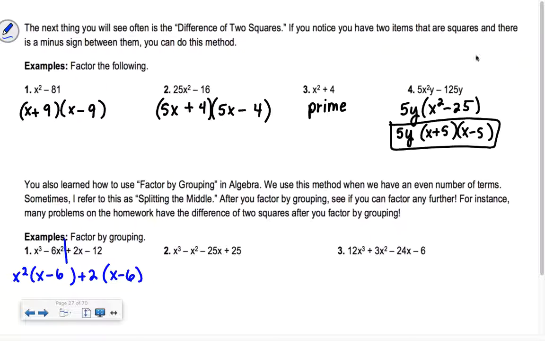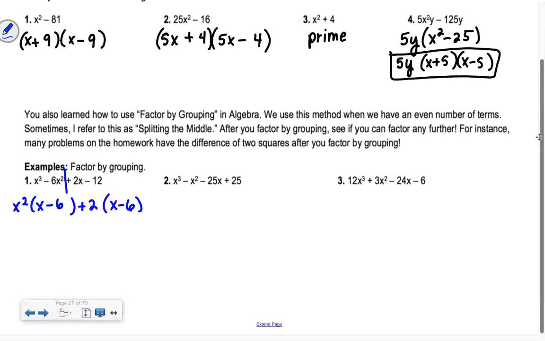Okay, now it's like we're repeating the process. We're saying, oh, well, now we have a GCF, right? So this one's x squared times this x minus 6, and this one's 2 times the x minus 6. Do you guys see what the GCF is? It's the entire x minus 6.